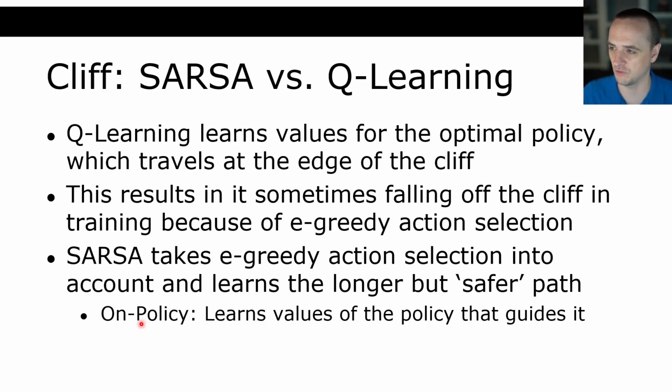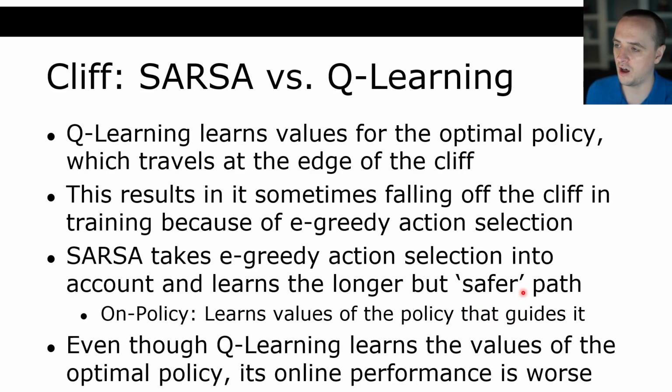So on-policy, remember, SARSA is on-policy. It's going to learn the values of the policy that guides it, which is the epsilon-soft policy. Q-Learning is off-policy. It's not learning the values of the epsilon-soft policy, it's learning the values of the optimal policy. Okay? So even though Q-Learning learns the values of the optimal policy, its online performance is worse. And the reason it's worse online is because it's not learning to avoid the cliff.